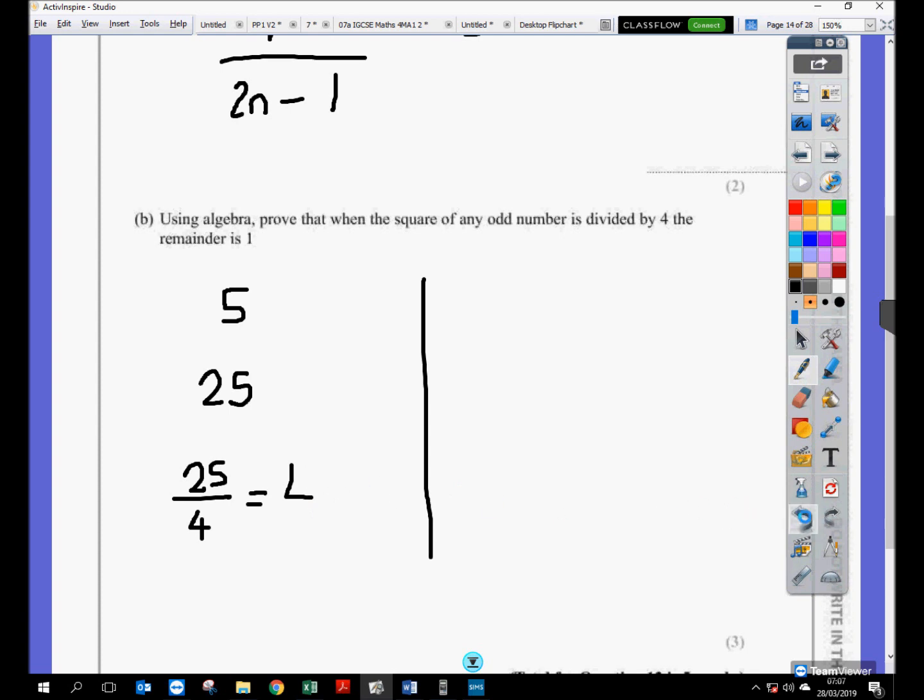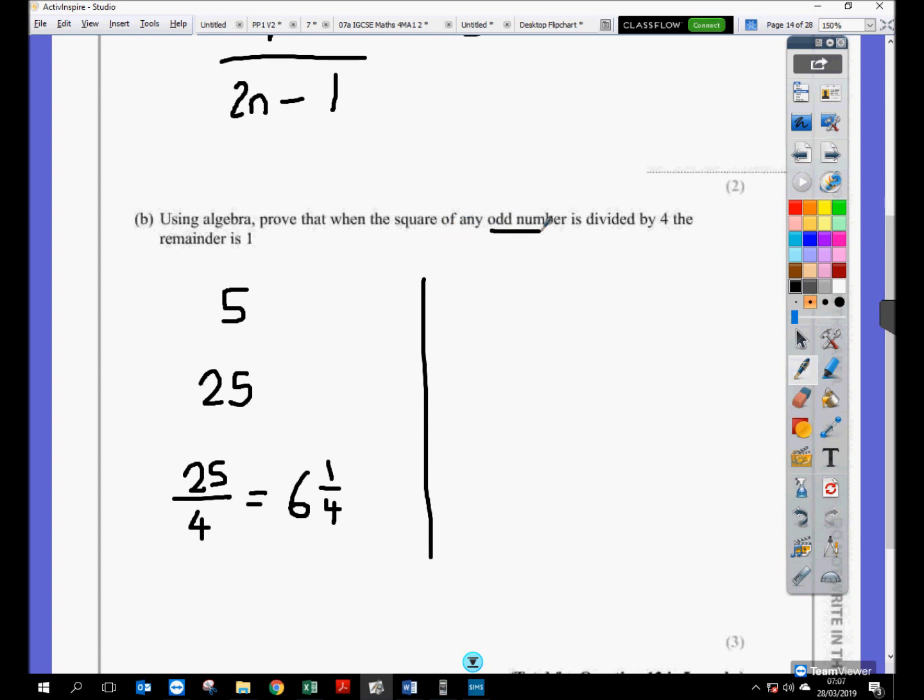No, 6. 6 4s are 24, and 1 left over. So it's basically 6 4s in 25 with the remainder 1. Okay, that's fine. So we know that it works. I've shown it for an example with a number, but now I need to prove it using algebra.